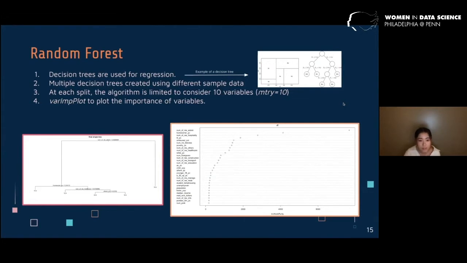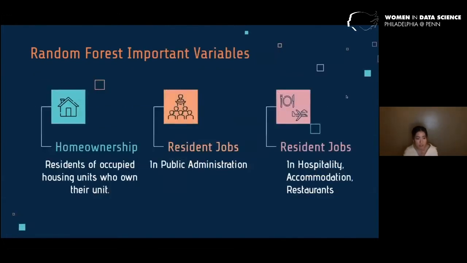In our random forest, we randomly selected 10 variables to be selected at each split. The results of our random forest are shown in the right graph. Node purity measures the total decrease in node impurities from splitting on the variable. The higher this value is, the more effect the predictor has on node impurities, thus the more important the predictor is. So our random forest plot showed that the most important variables in predicting the number of gun permits are homeownership, the jobs in administration, and jobs in hospitality.